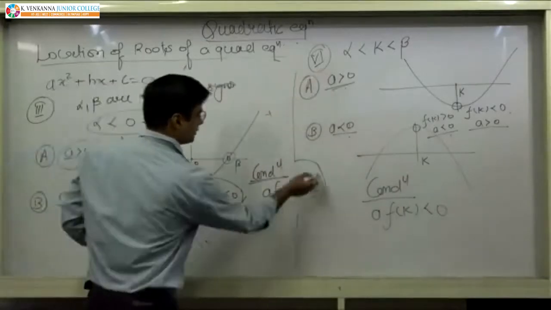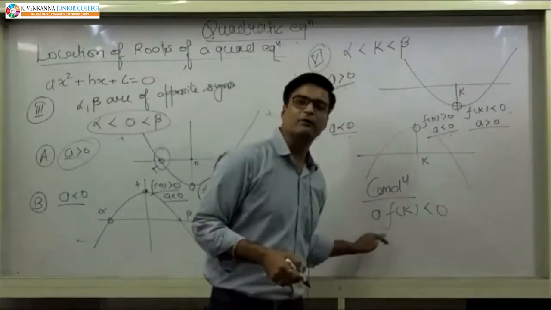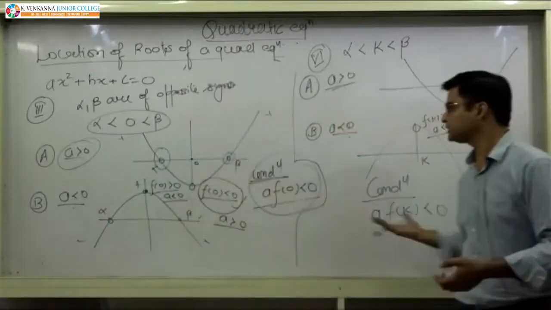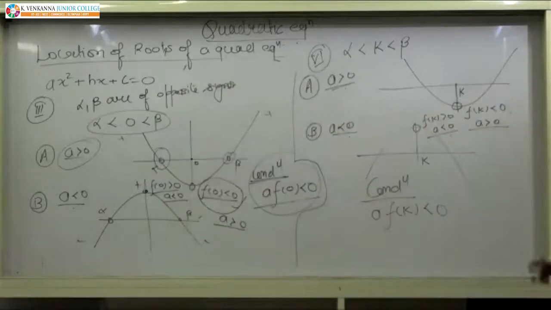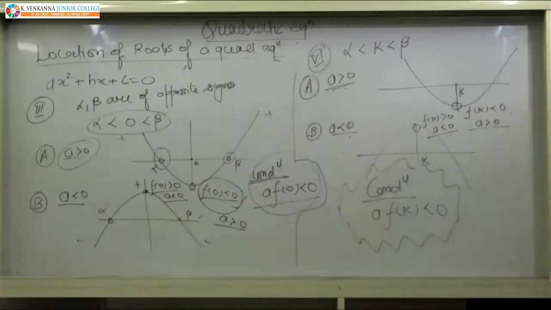Now, for origin, we got a times f of 0 is lesser than 0. And for k, we are getting a times f of k is lesser than 0. So we have a similarity. So this condition alone is enough for this particular case. Did you understand this?